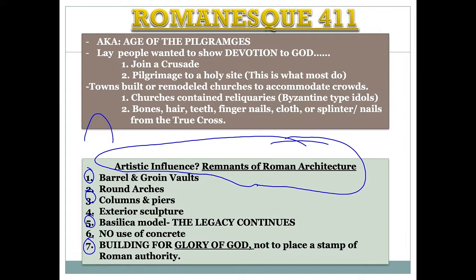We're going to see the use of columns. We're going to see the use of piers, which are essentially like columns, but they're larger and stronger to support the barrel vaults. Most of these cathedrals are no longer centrally planned, and they will all use the Basilican model, so that legacy continues. Like I said, no use of concrete, and they are building these cathedrals not only to handle the crowds of these pilgrimages that will be taking place, but they are also building it for the glory of God. And not to place a stamp of Roman authority. Remember, Rome built buildings to show that Rome was in power. Rome was all seeing. Now it's God who is all seeing.